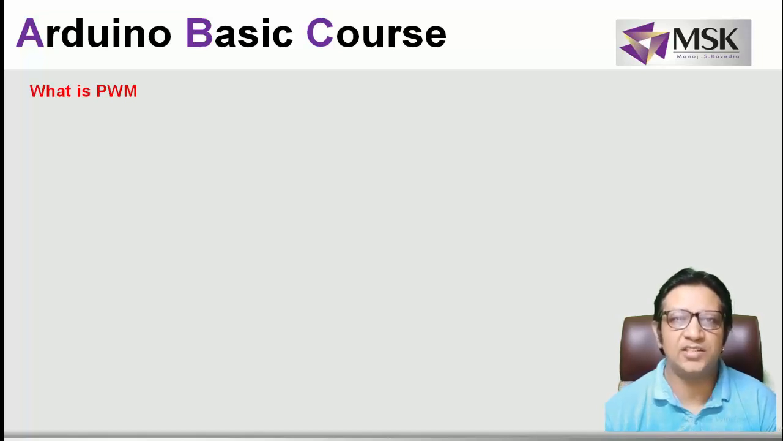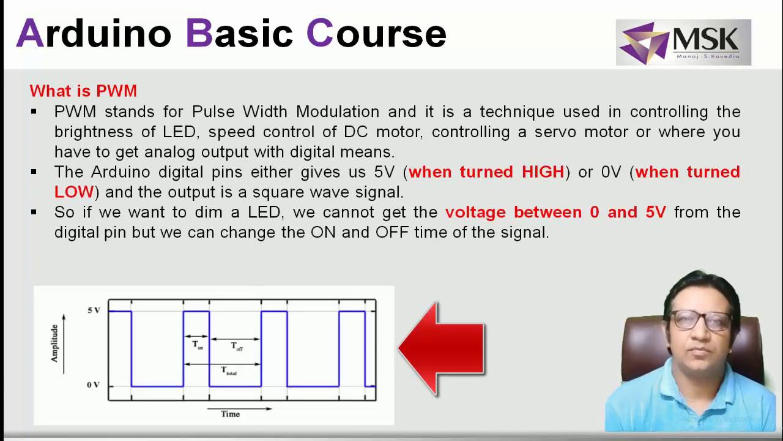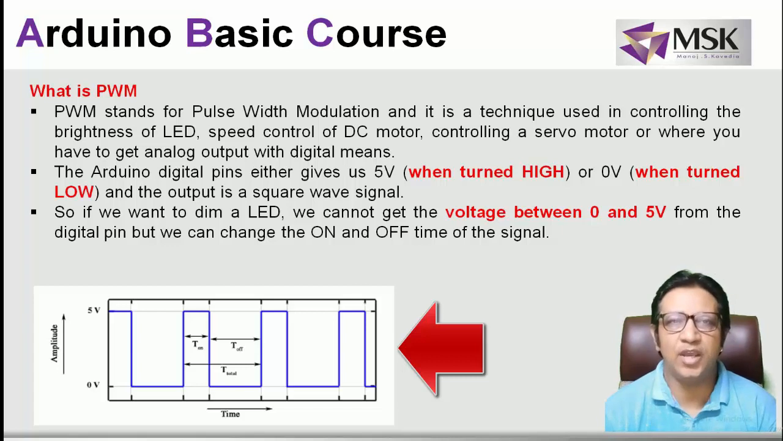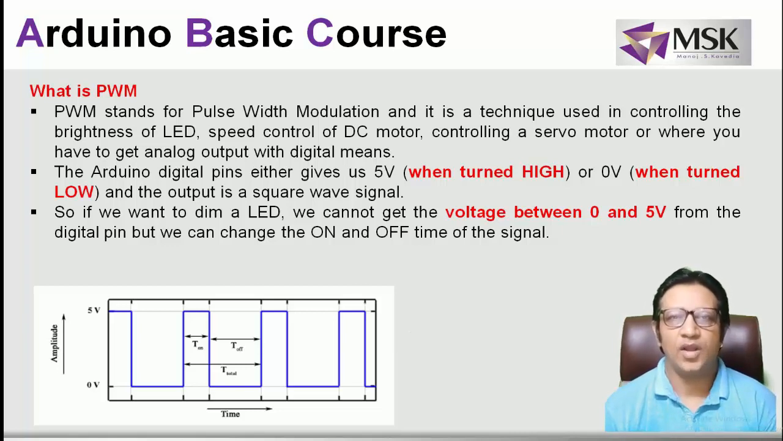Now prior to that, let's see what is a pulse. A pulse is basically a square wave which can be either high or low. When it is high it will be 5 volts, when it is low it will be 0 volts. So this high is called on time and this low is called off time. The total time T defines the frequency of the signal. So frequency is 1 upon the total time. So I can say F equals 1 upon T, where T is T on plus T off.